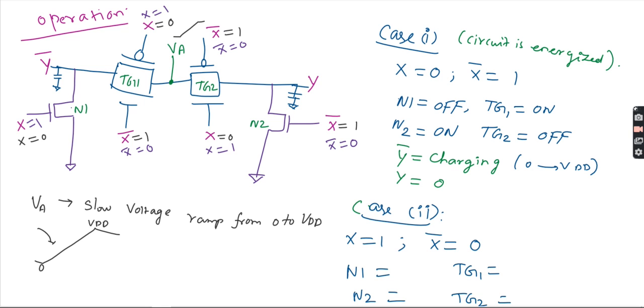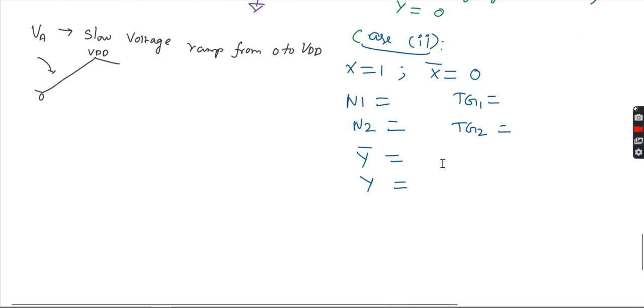Same for TG1. So x is equal to 1, x bar will be equal to 0, right? So this is the second input. This is the first input. This is your second input. When x is equal to 1, then x bar is equal to 0. Then this TG1 will be off.